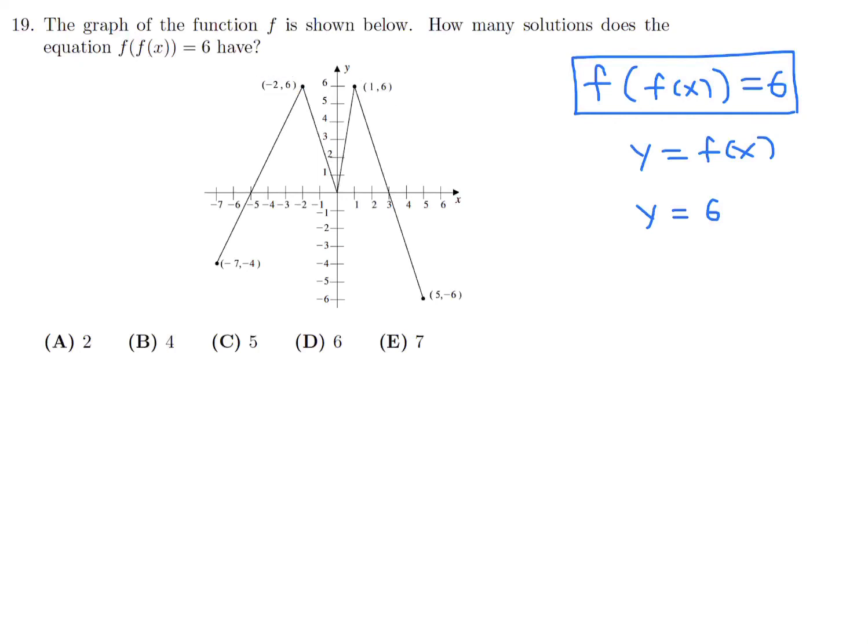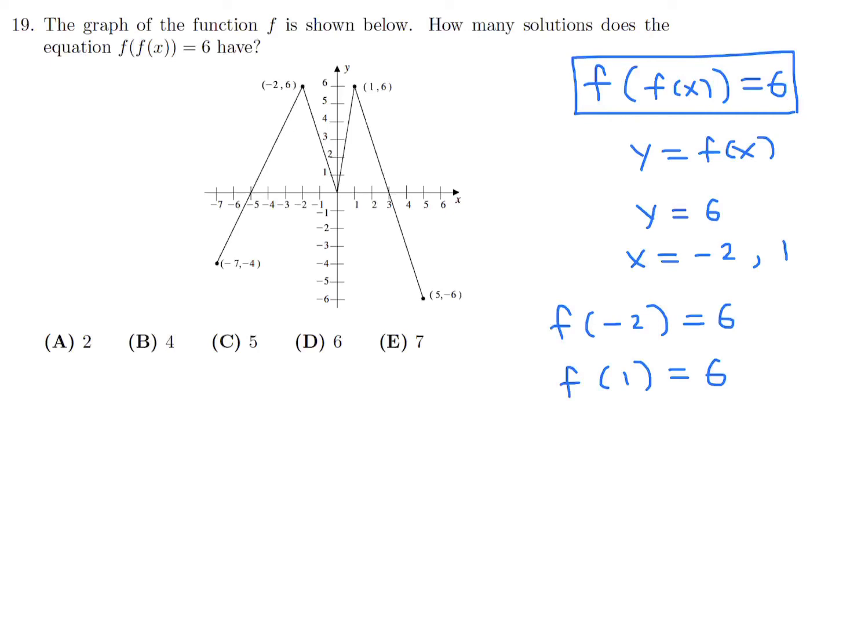y is equal to 6 when x is either minus 2 or 1. So that basically means that f of negative 2 is equal to 6, and f of 1 is equal to 6 also.